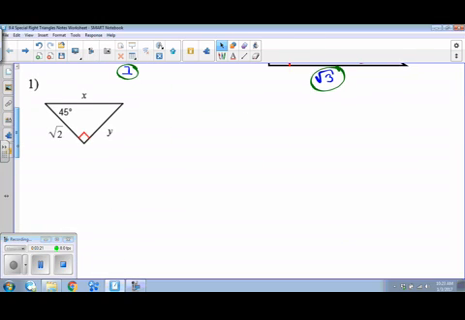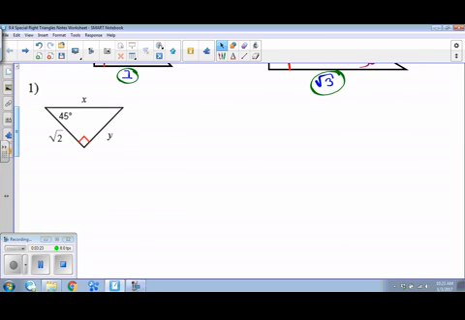So let's go to number 1. Which type of triangle is this? 30, 60, 90 or 45, 45, 90? 45, 45, 90. They don't have to give you both 45-degree angles. They only need to give you one. Okay? So that's a 45, 45, 90.